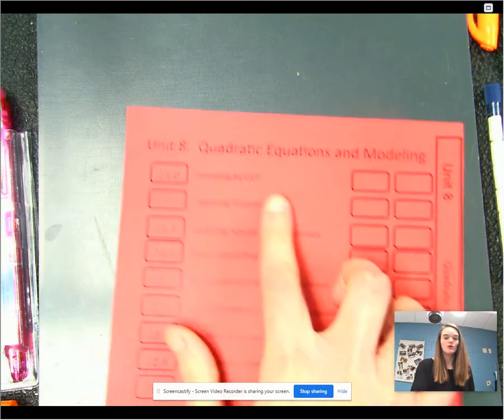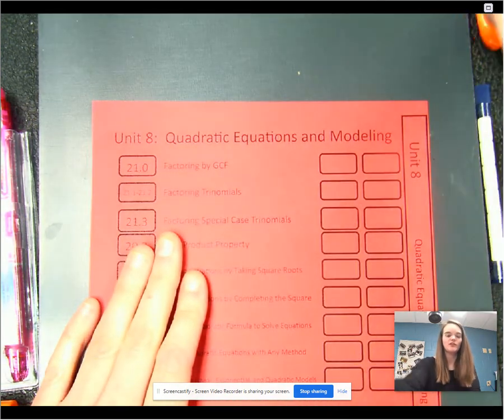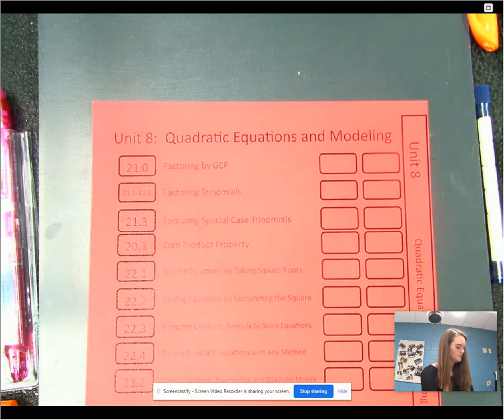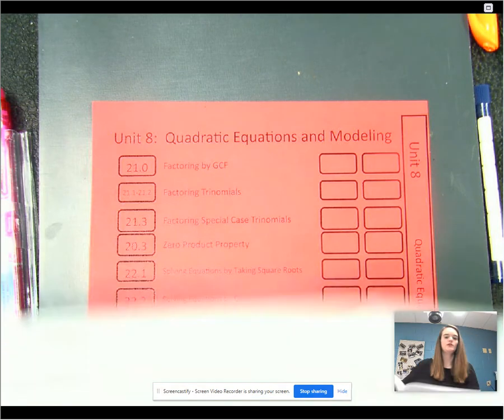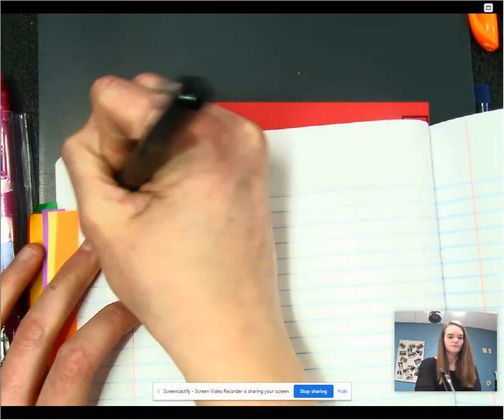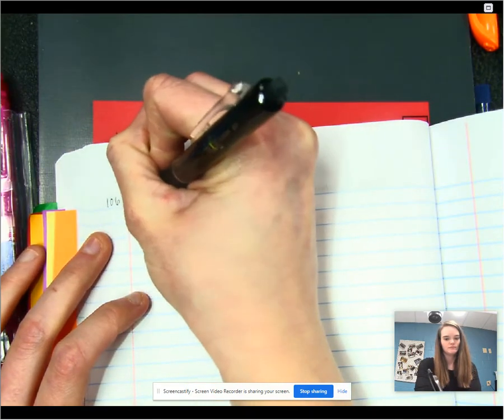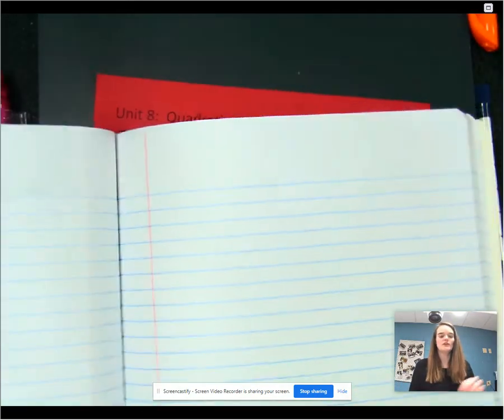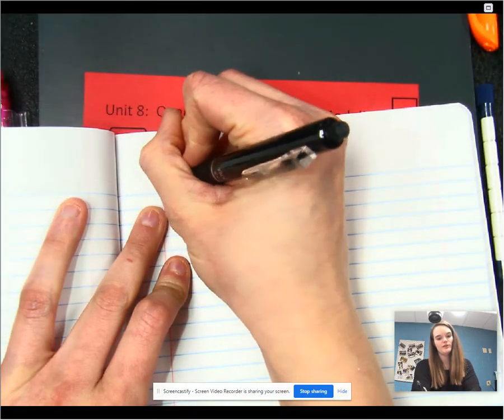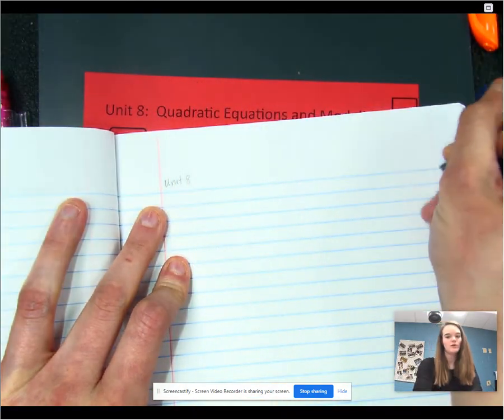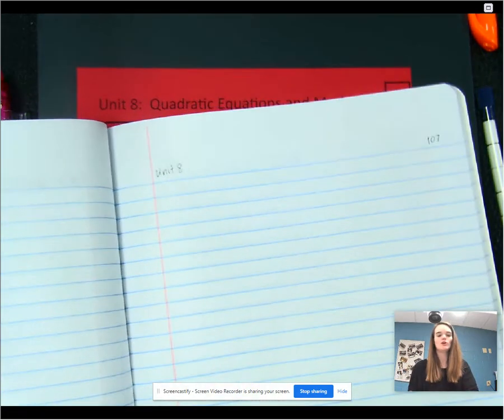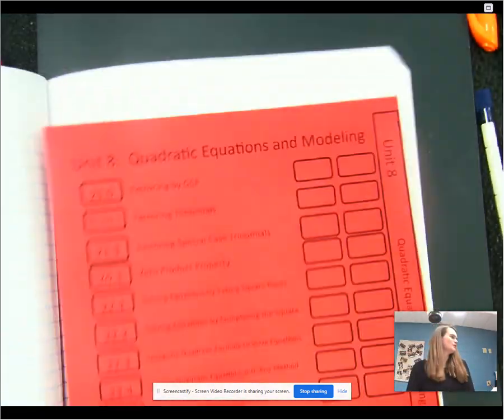We today are going to work on factoring by GCF. That's greatest common factor. So open your notebook to 106. You're going to label 106 Unit 8. That will be blank. And 107 is going to be Unit 8, and that's where you're going to glue this in. Today we're going to work on 108. The next video, 109.